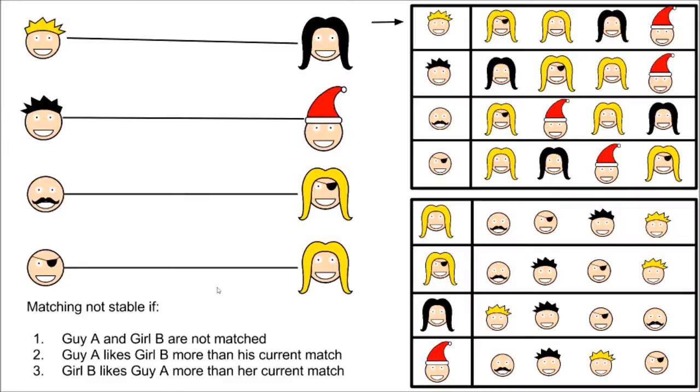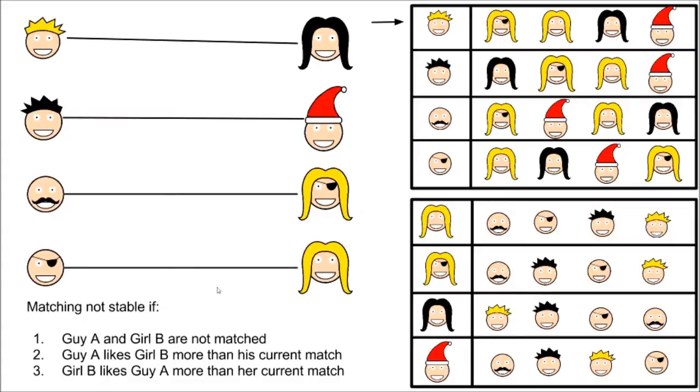Now we're going to check to see if there's a stable matching. The blonde guy to start with. He prefers both of the blonde girls over the black-haired girl, but the blonde girl prefers who she is currently matched to, and the eye patch girl prefers the moustache man over him, which is who she is currently matched to.